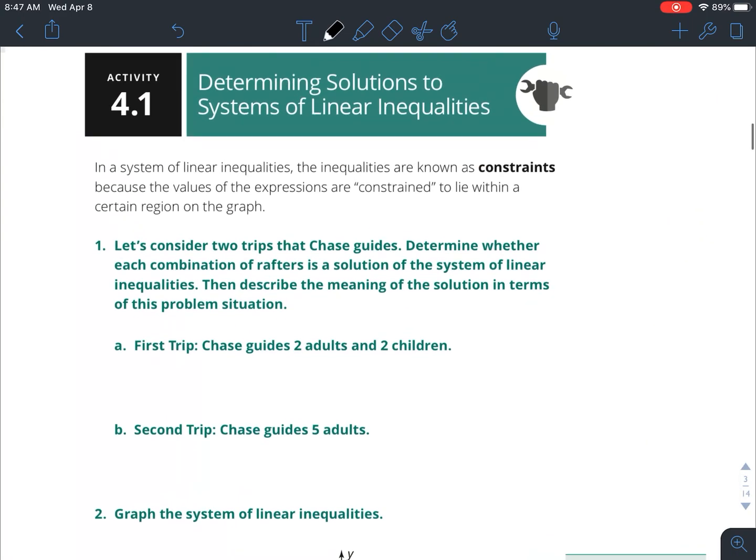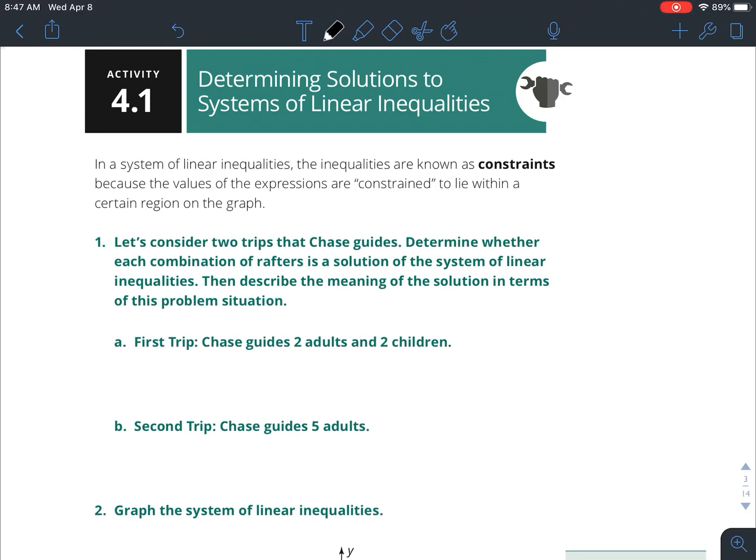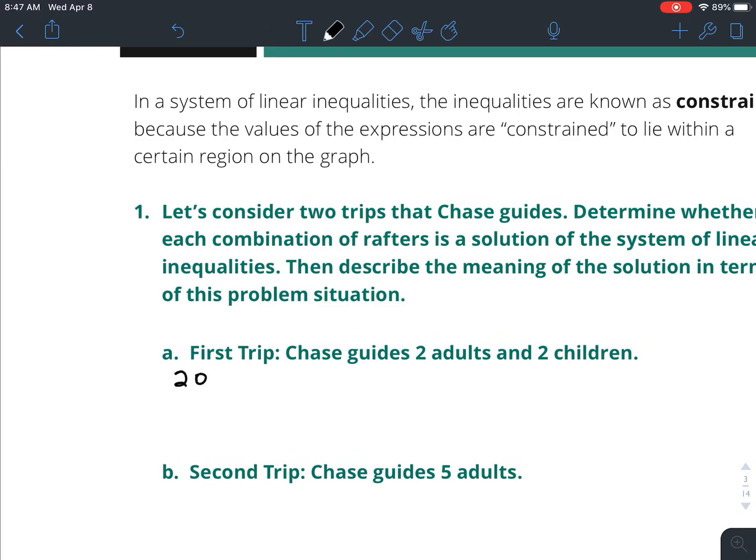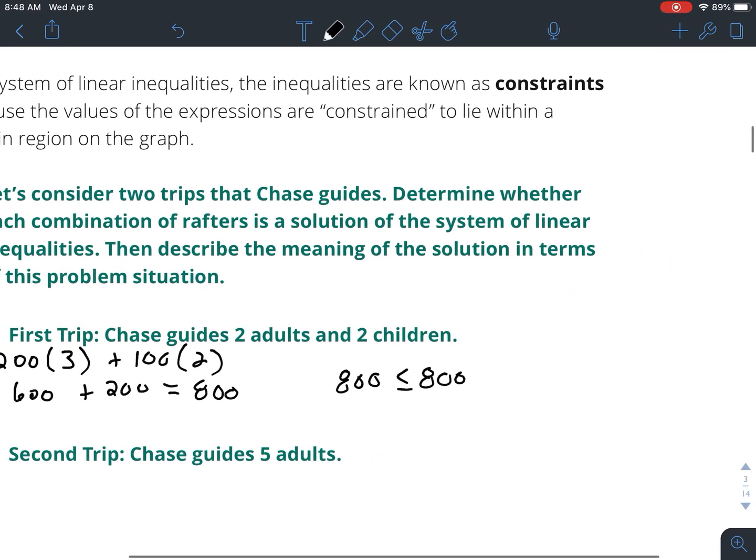So let's look back at this. The first trip, Chase guides 2 adults and 2 children. Okay, so let's see if the weight works. We said it was 200 times the number of adults. So there's 2 adults plus Chase, so that's 3 adults, plus 100 times 2 children. Okay, sorry guys. So now, 200 times 3 gives us 600, plus 100 times 2 gives us 200. So now that comes out to be 800. 800 is less than or equal to 800. So that works. So we can say this works for weight.